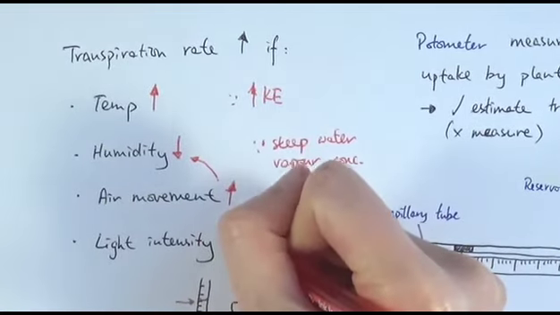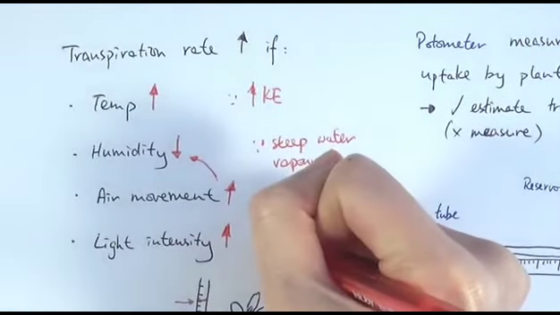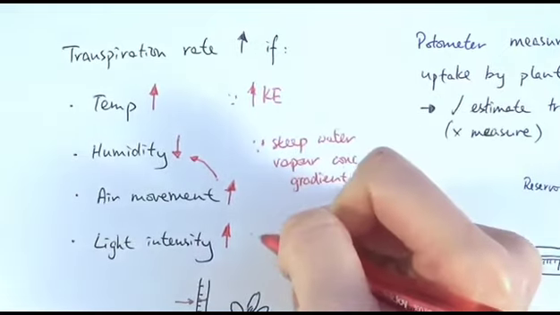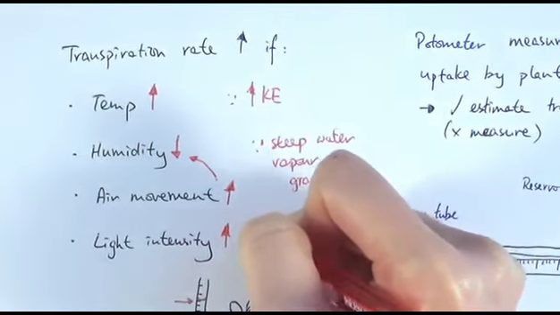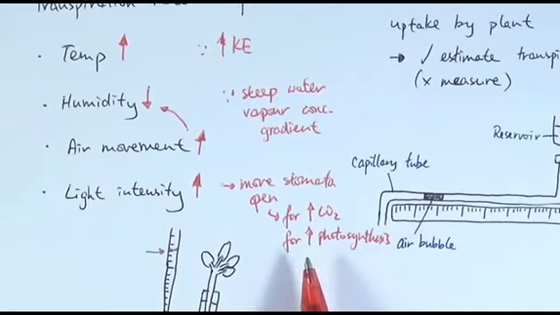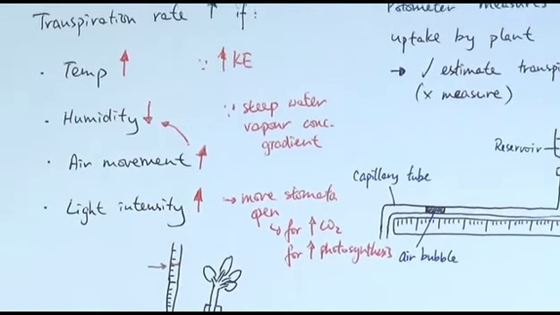Then the last one is about light intensity. If the light intensity is quite high, then the transpiration rate will also increase. And remember I said earlier, transpiration is kind of like a side effect of photosynthesis. So if light intensity increases, then more stomata will open to allow more carbon dioxide to come in for more photosynthesis. So again, these are the factors that would affect transpiration rate.